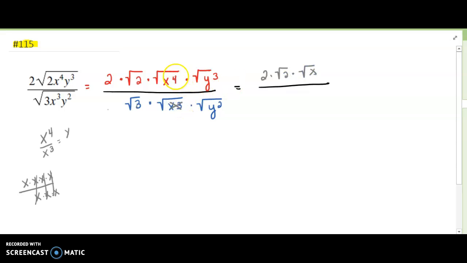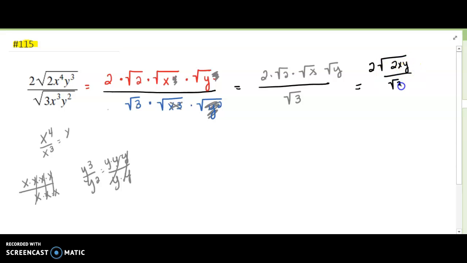So the 3's go away. This goes to 1. Well, y cubed over y squared is y times y times y over y times y. Those go away, those go away. So I'm just left with 1y on top. So 1y on top, those go away. Okay, so square root of y. And then all I have on bottom is square root of 3. Okay, I'm just going to clean this up a little and put these back together. So 2 square root of 2xy over square root of 3.